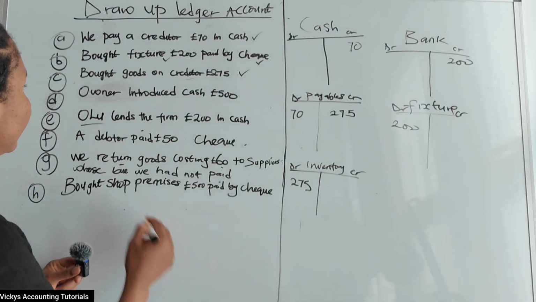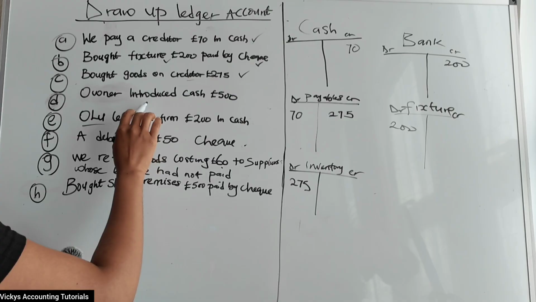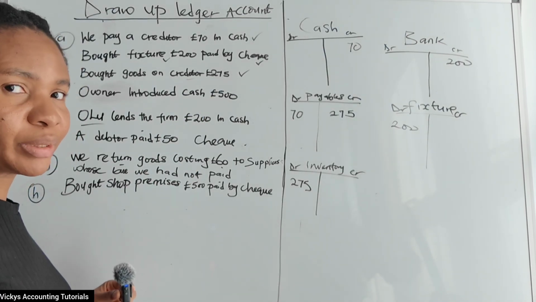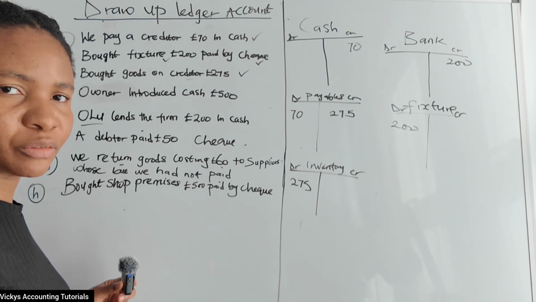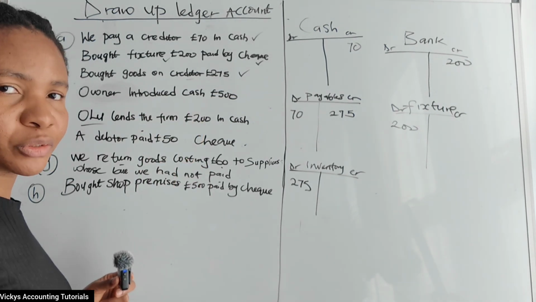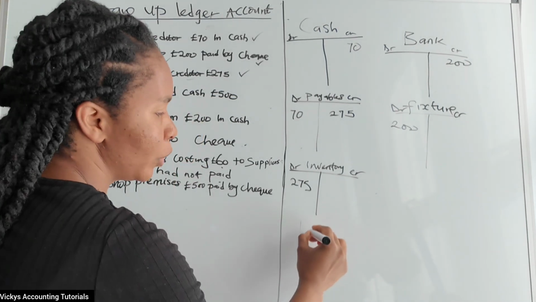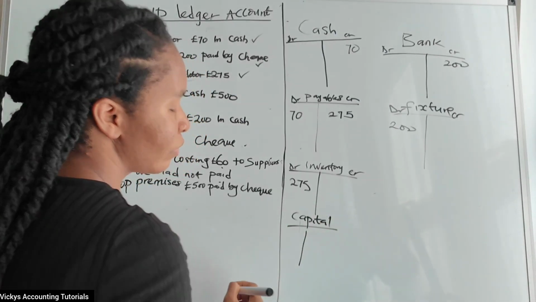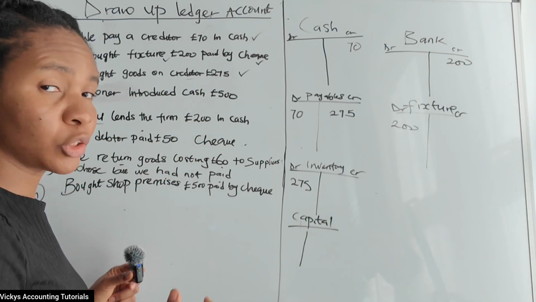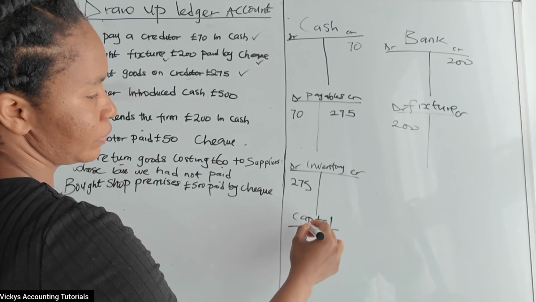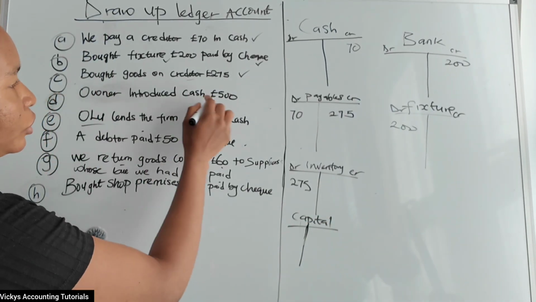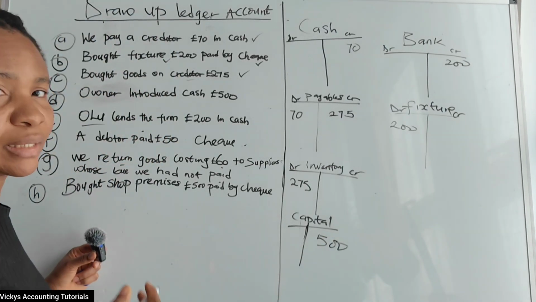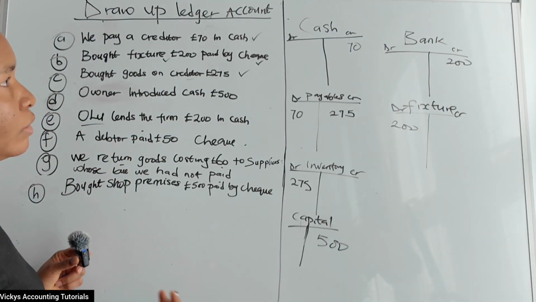That is done. And the next one is we introduced cash into the business. As a business owner, when you introduce cash into the business, how do you account for that? First, money introduced into a business is called capital. We open a capital account. Capital is usually a default credit balance, right? So we introduce £500 into the business. We credit 500, and that 500 we introduce into the business, right?